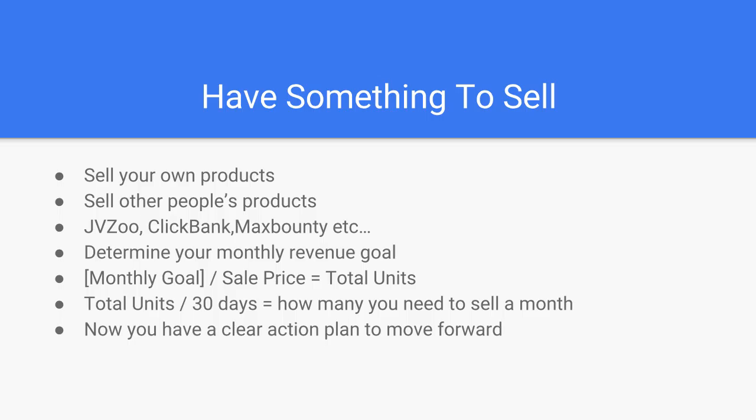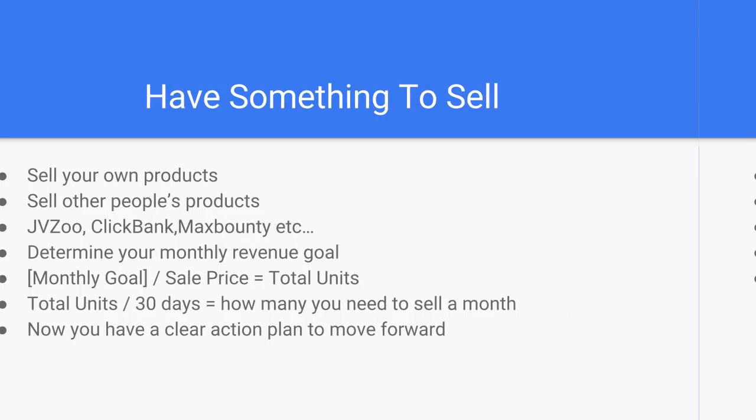So now you guys have a clear action plan to move forward. So I would suggest you go ahead and write down that formula, put in the sales price of whatever product you're going to be selling off of one of those networks we talked about, and divide the monthly goal of whatever you're trying to reach by it. It could be anything. All right, just pick a number of how much you want to be making a month, divide that by the sales price, and you'll have the total units that you need to be selling every month to achieve that goal. All right, let's hop into the next part.